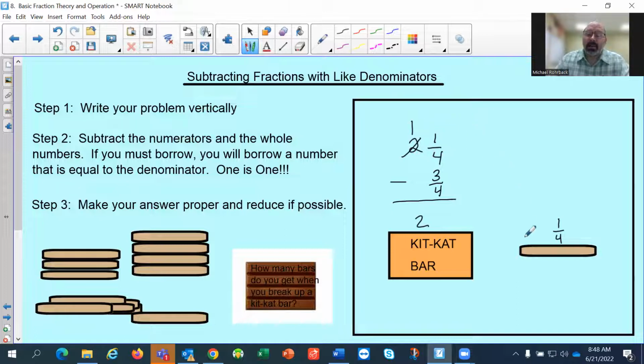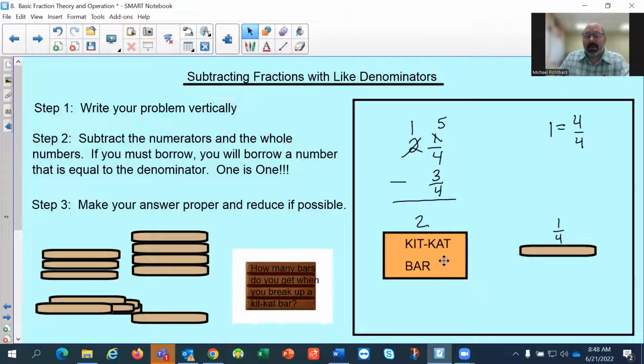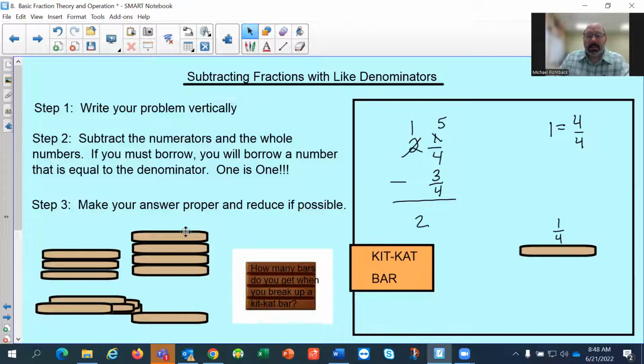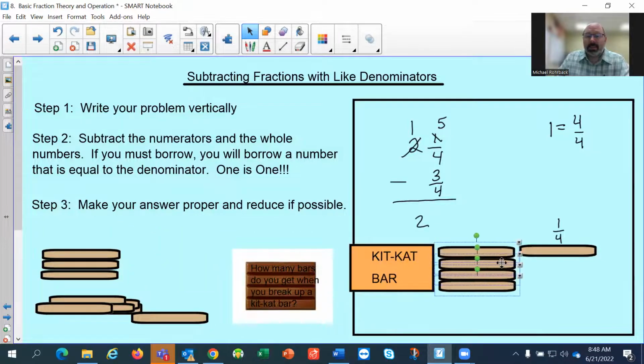So I have one stick of a Kit Kat bar. If I unwrap a Kit Kat bar and snap it into pieces, I get 4 pieces. So the 4 pieces I get, the one Kit Kat I borrow is equal to 4/4, which is going to make this a 5. All right, because when I unwrap this, I get 4 of these.